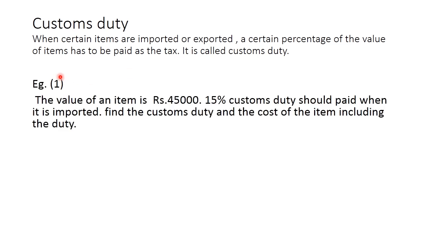Example 1. The value of an item is 45,000 rupees. 15% custom duty should be paid when it is imported. Find the custom duty and the cost of the item including the duty.